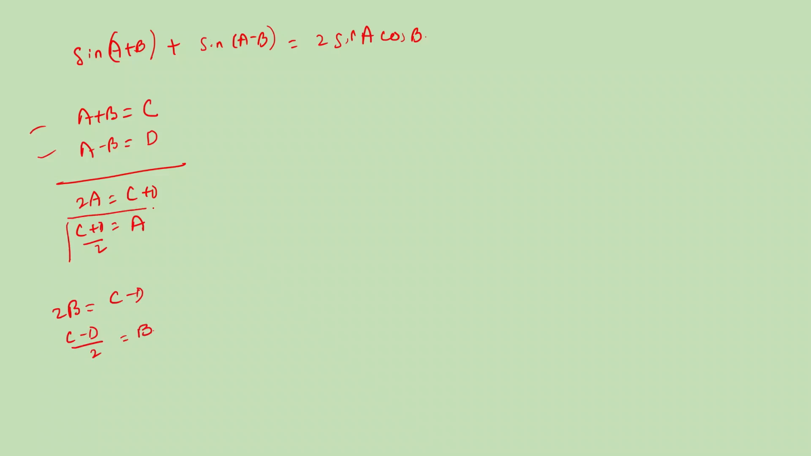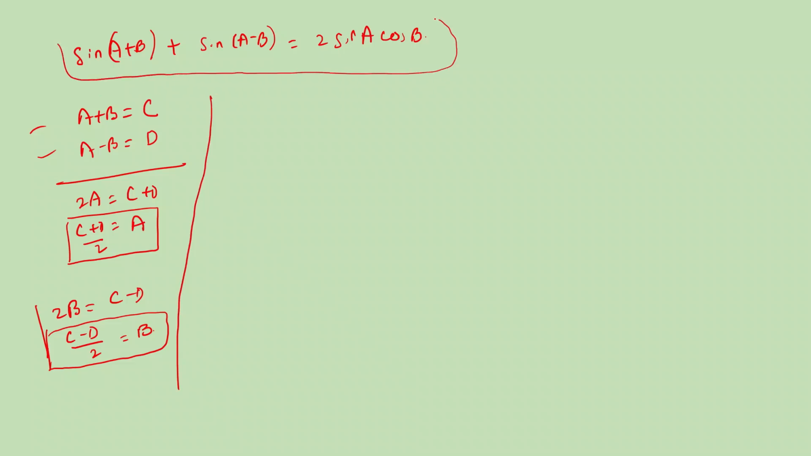So these are the two things that we'll be getting if we take A plus B as C and A minus B as D. And now what we do is just substitute these values in this identity. In place of A and B, I replace everything in terms of C and D. So in place of A plus B, I write down C, because A plus B was C, and in place of A minus B, I write down D.